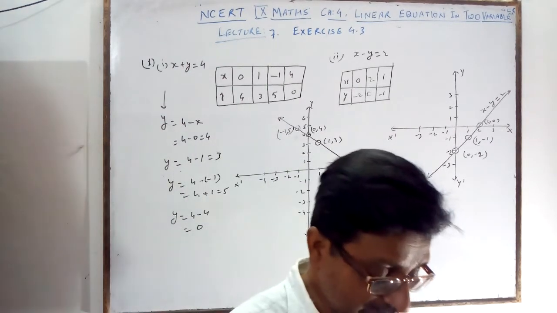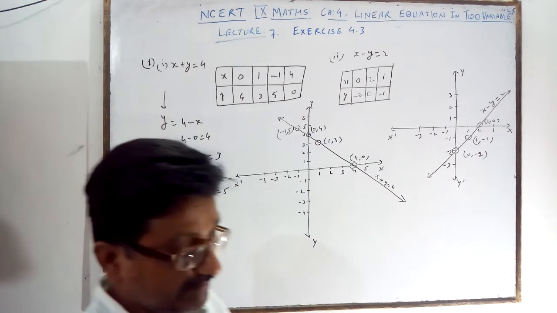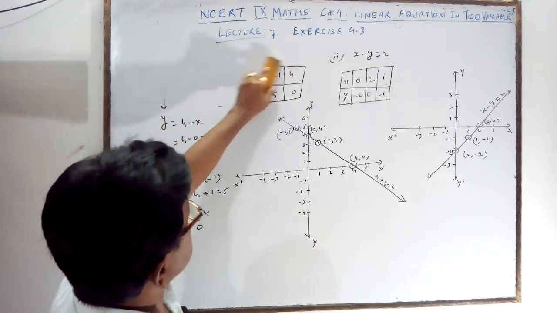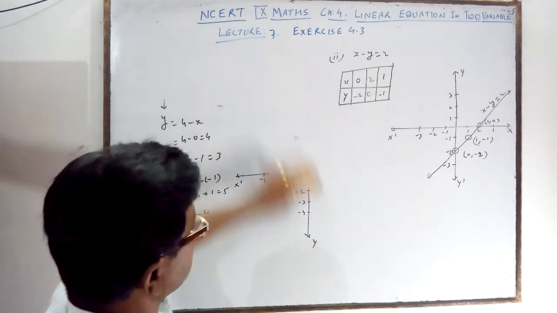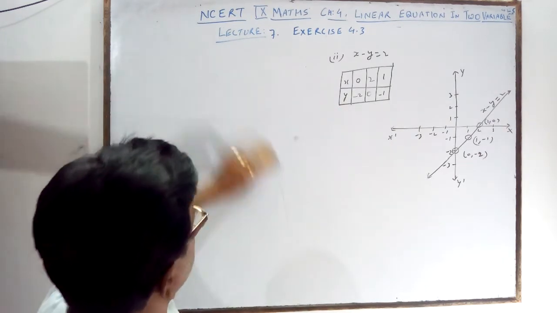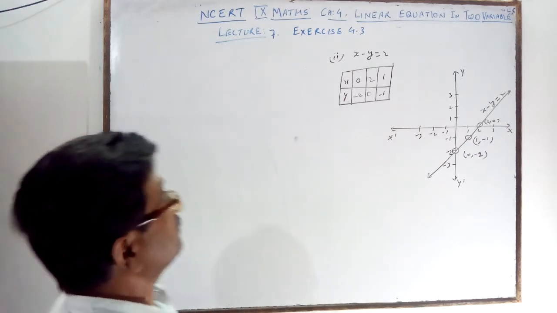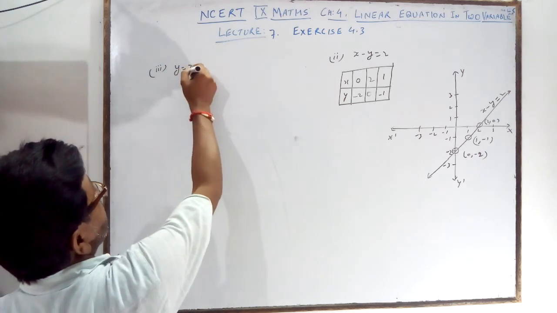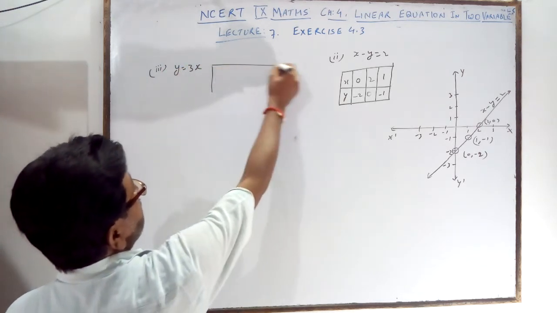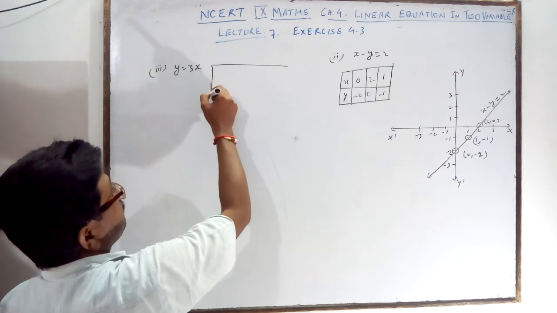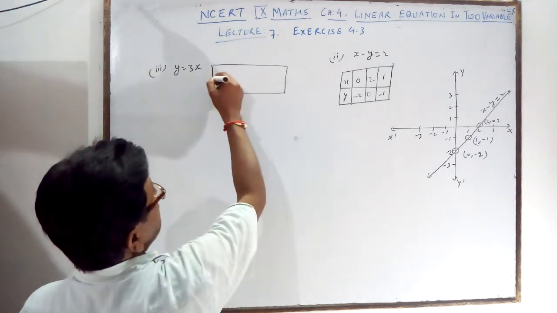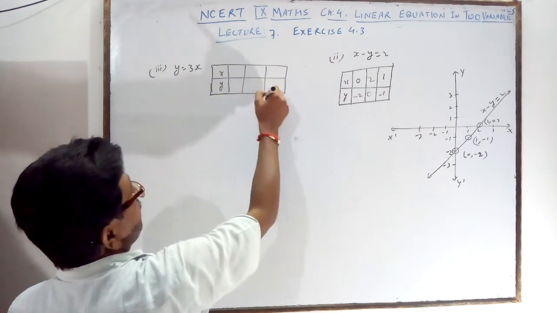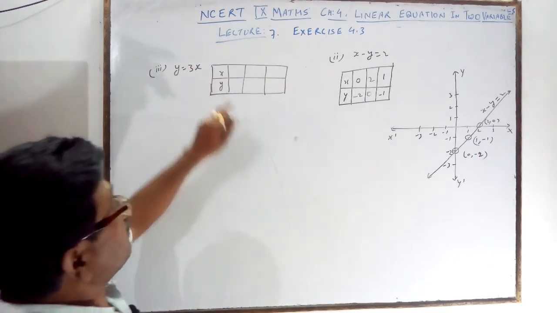Like this, the third part of the question is given: y is equal to 3x. Third part, easily you can do it. Y equal to 3x, it is very easy to draw, because y is given in terms of x.